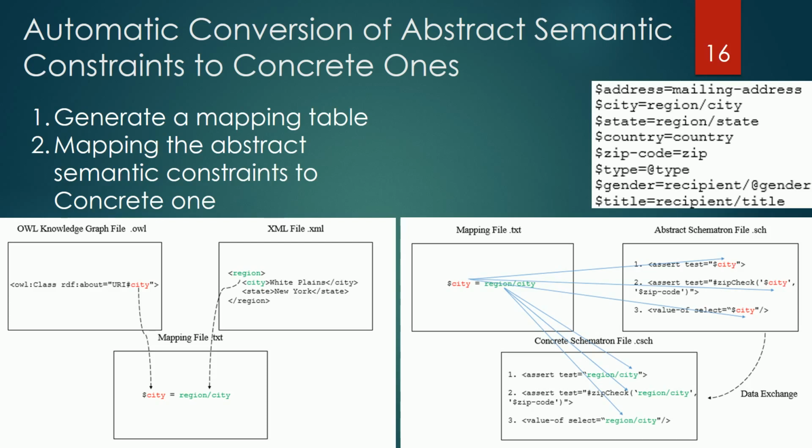For different XML instance documents, we need to generate a mapping table for each of them. According to the mapping table, there are 8 pairs of name-value entries. For example, the abstract concept city is used in the abstract Schematron document 3 times. When the validator finds the entry, $city would be replaced with region/city. After data exchange, we could get the concrete Schematron documents for each instance.